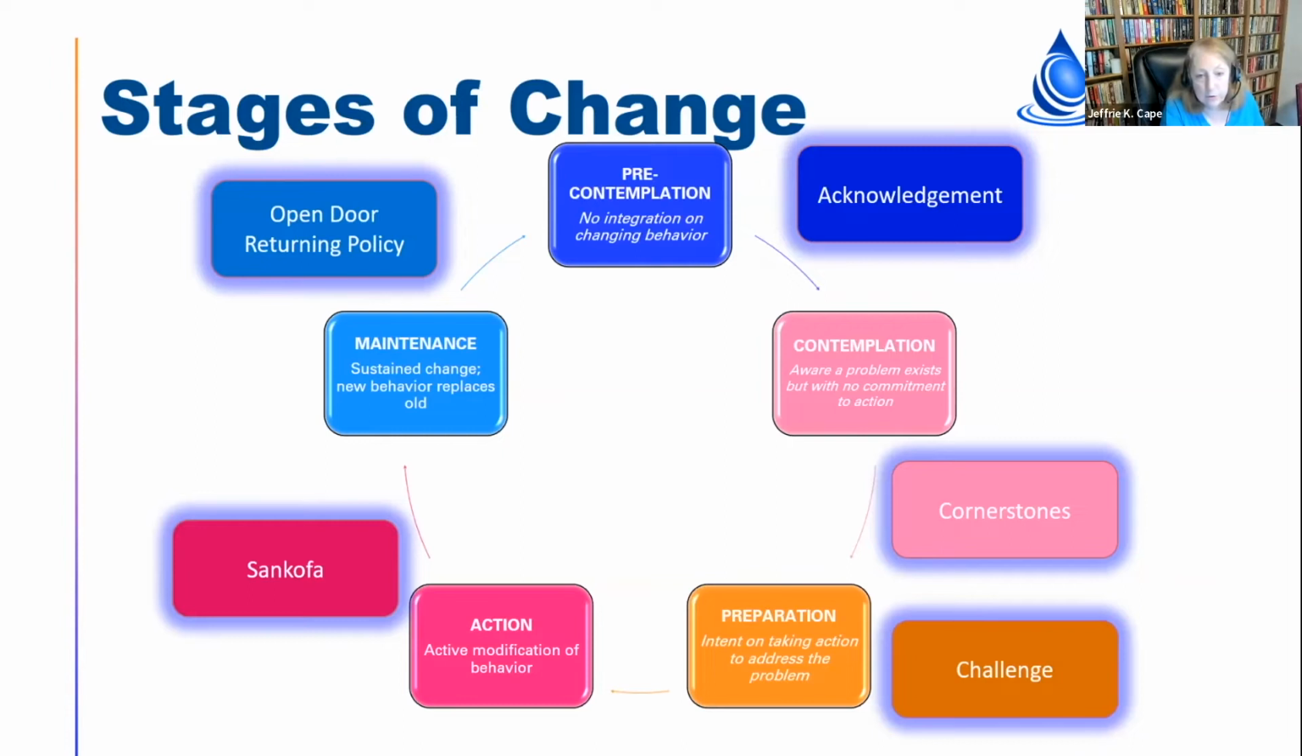We also have an open door return policy. That means that when somebody finishes the program, they can come back at no charge as long as they don't reoffend.